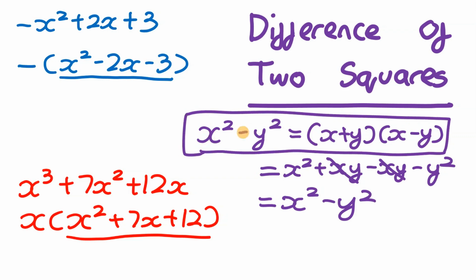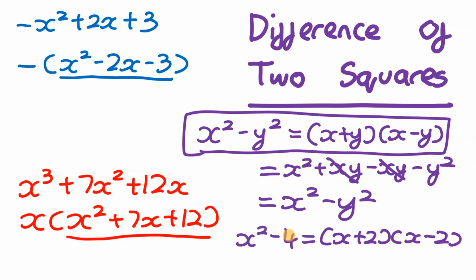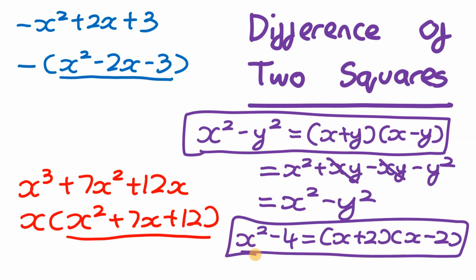Always keep an eye out for this form, the difference of two squares, when you have something like this here, where you have a square number minus another square number. So another example of this is something like x squared minus 4. We can write this here as x plus 2, x minus 2, because 4 is a square number. You can square root it to 2 like this here, and you have this x squared here. So always keep an eye out for the difference of two squares.